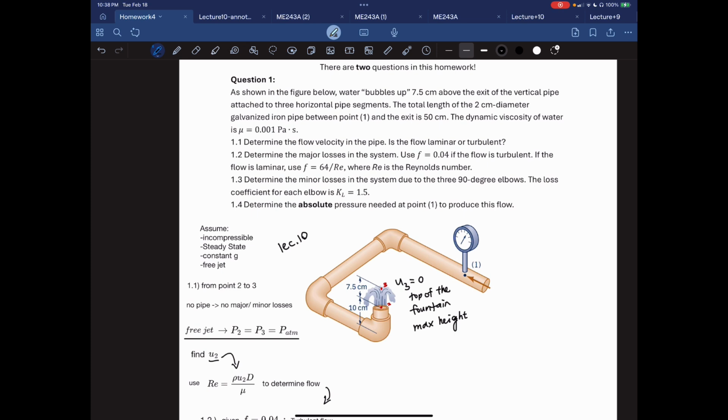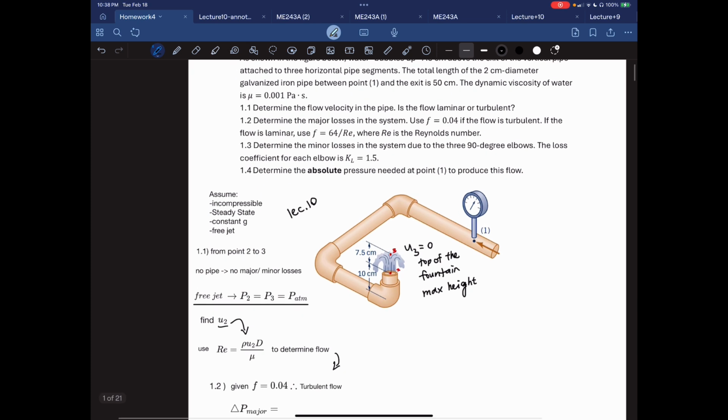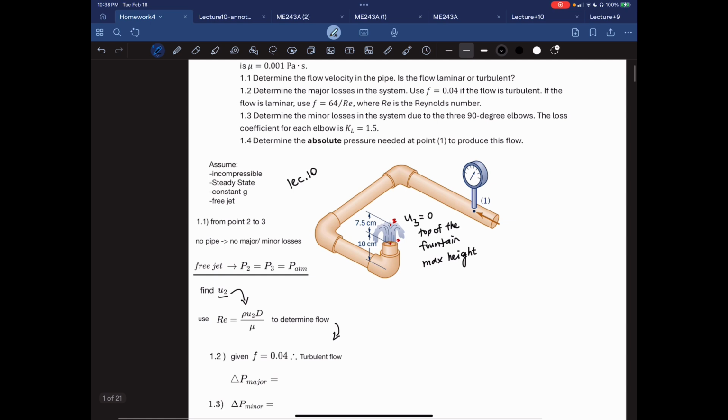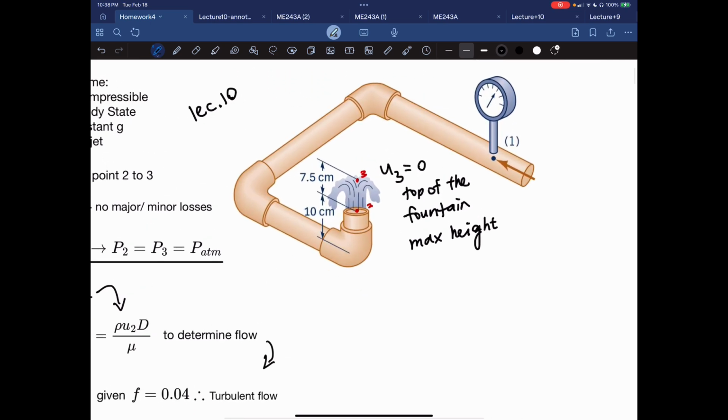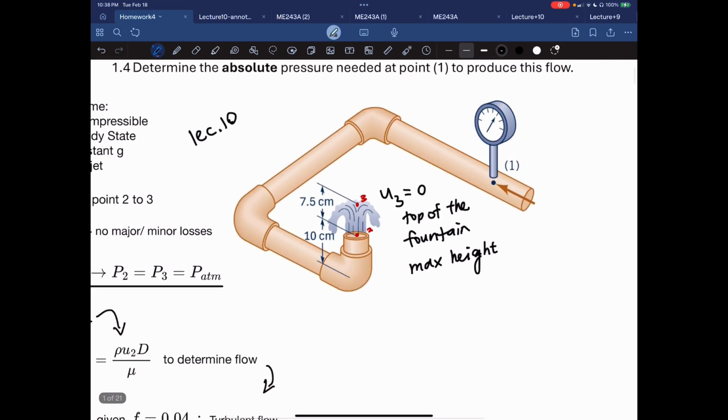we are given a 2 centimeter diameter galvanized iron pipe with a total length of 50 centimeters. The water bubbles 7.5 centimeters above the pipe exit, meaning point 3 is the highest point of the water stream. And we need to determine the flow velocity, and whether the flow is laminar or turbulent. And then it lets you continue to solve the rest of the problem. So first for 1.1, it already labeled point 1 for us, so we just label point 2 and 3.